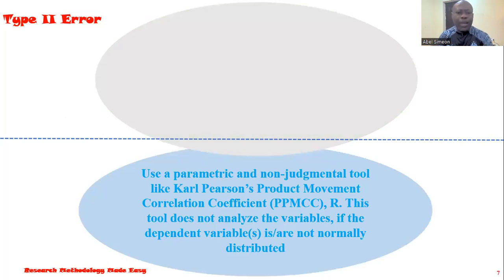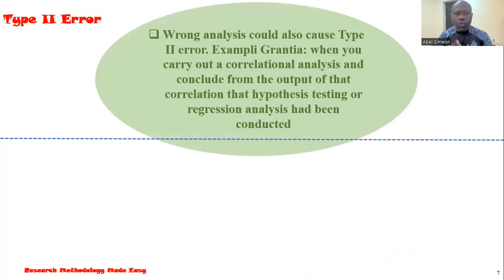The Pearson product-moment correlation coefficient, the PPMCC. Why? Because this very tool will let you know whether there is a linear correlation between or among the variables. And if there is no linear correlation among the variables, your outcome will not come. This product, the Pearson's tool, parametric tool, will not give you any outcome. So the second way of committing type 2 error is when you wrongly analyze your data.